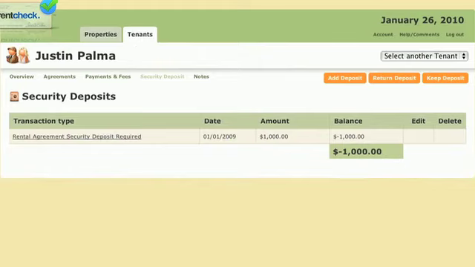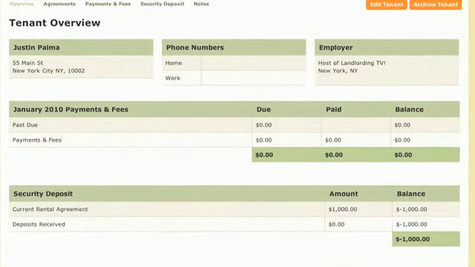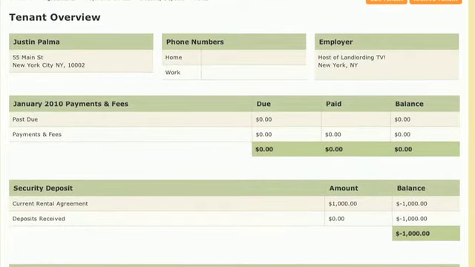Okay, so this is me. I'm Justin Palma, and we are in the security deposit section of RentCheck. To give you the overview quick, I'm assigned to 55 Main Street, New York, New York. This really isn't all filled out at all.